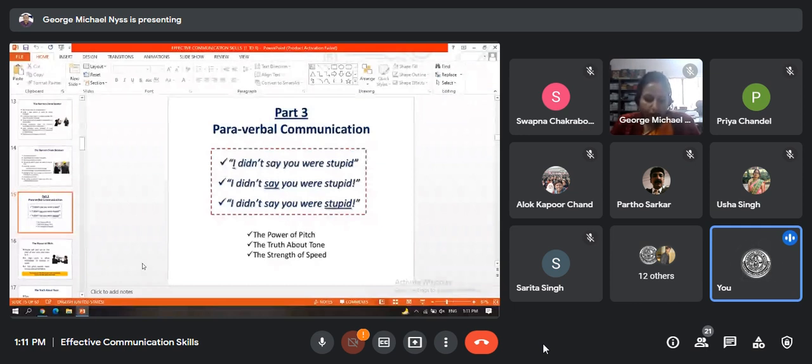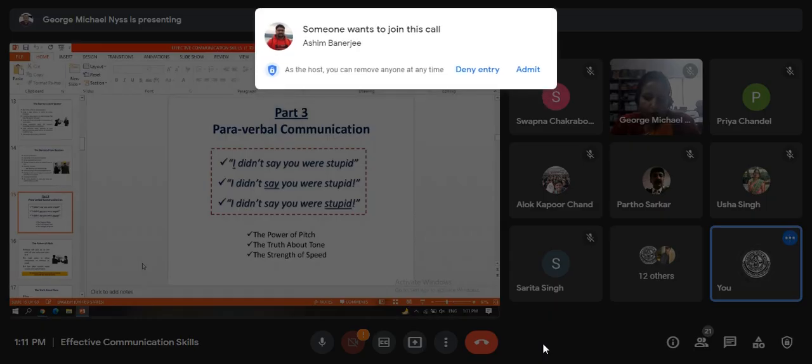A professor, Mehrabian, states that paraverbal messages account for approximately 38% of what is communicated to someone.